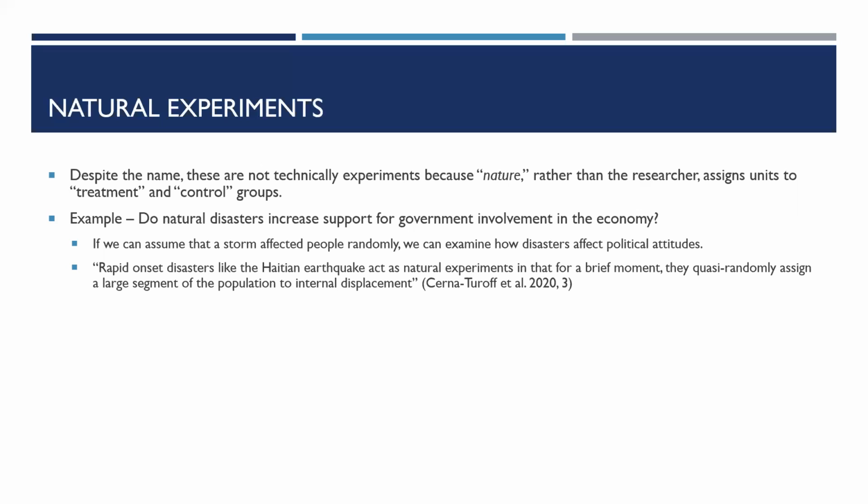And because of that, researchers were able to look at things like how that affected people's attitudes of the government, right? If you were in an area that was, we can say, treated with the natural disaster, what did those people's attitudes look like compared to those who weren't affected by it? And if we assume that randomization happened, it takes care of all of those other controls like we talked about last week, right? So in this article that I cite here on the screen, the authors explain that rapid-onset disasters like the Haitian earthquake act as natural experiments in that for a brief moment, they quasi-randomly assign a large segment of the population to internal displacements.